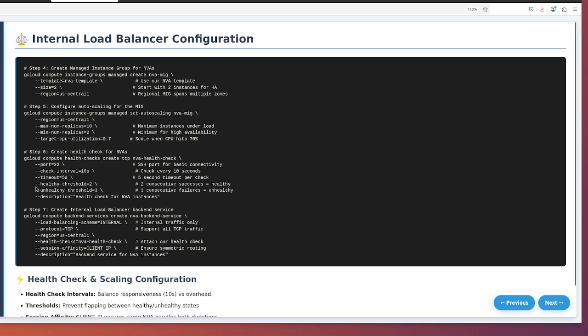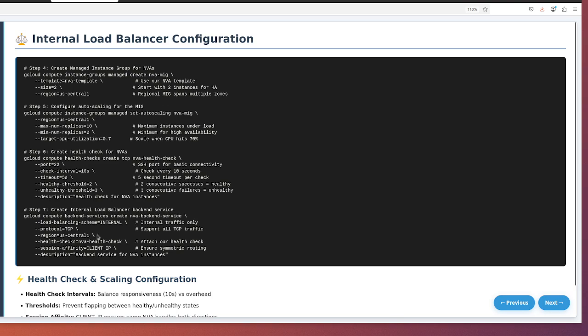The healthy threshold means an instance must pass 2 consecutive health checks to be considered healthy, while the unhealthy threshold means it must fail 3 consecutive checks to be marked unhealthy. These thresholds prevent flapping, instances rapidly switching between healthy and unhealthy states due to temporary network issues or brief CPU spikes.